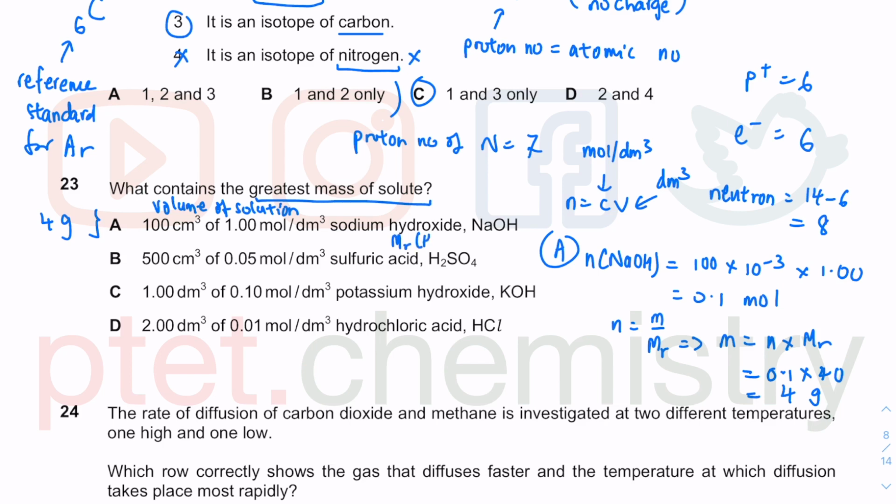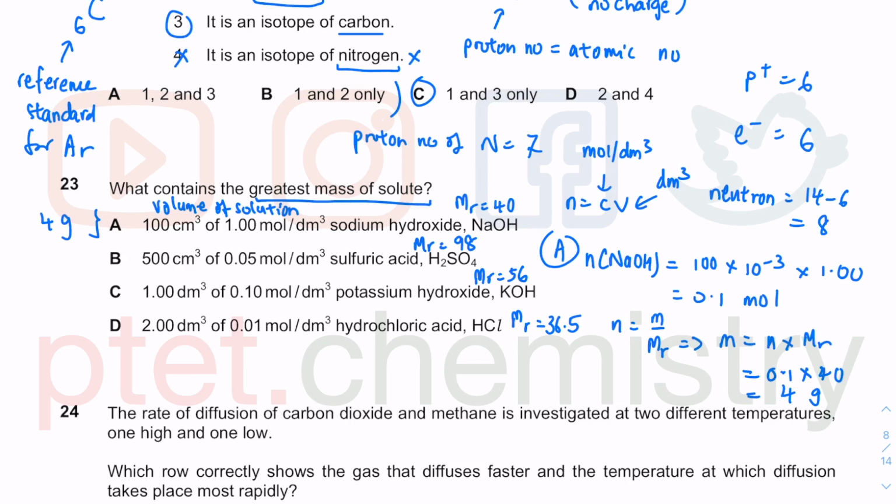So the MR of H2SO4, I think probably just write the MR on top there. So there's 40. And then the MR of H2SO4, 2 times 1 plus 32 plus 16 times 4. So there's 98. The MR of KOH, 39 plus 16 plus 1. So there's 56. And then the MR of HCl, 1 plus 35.5 is 36.5.